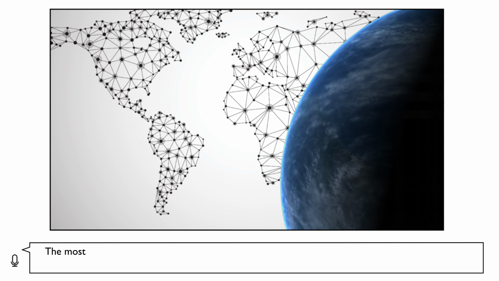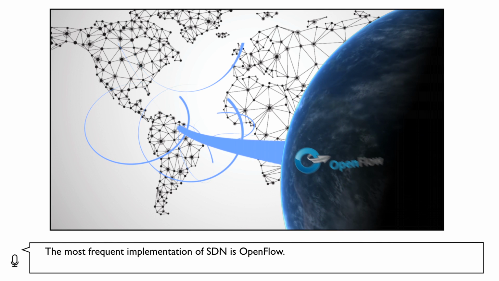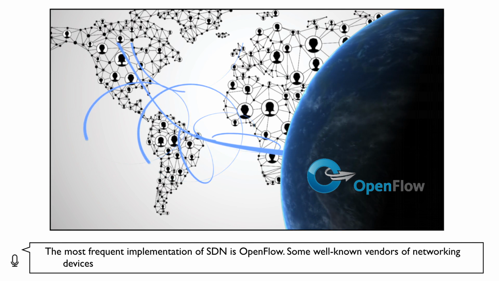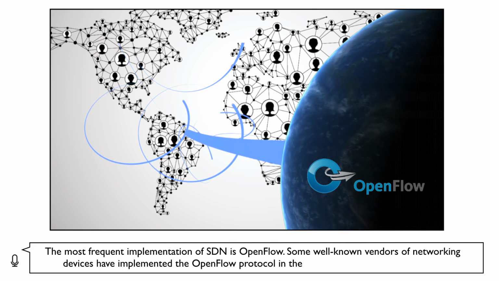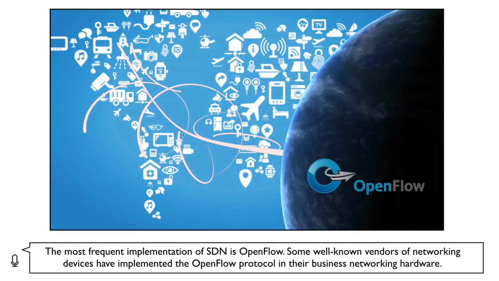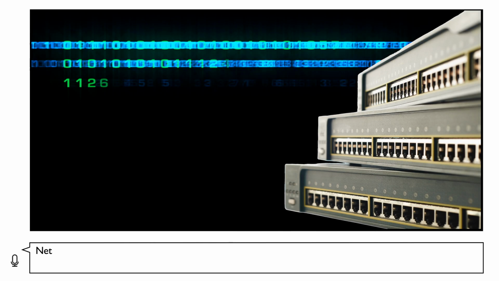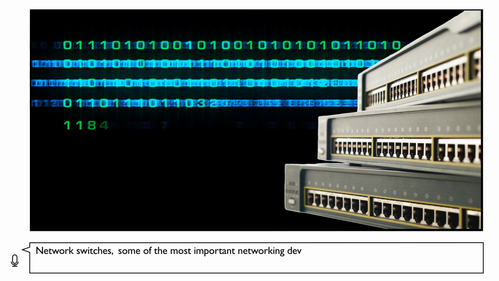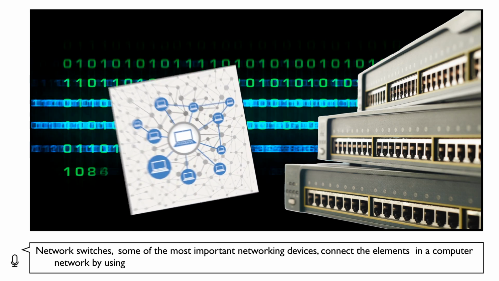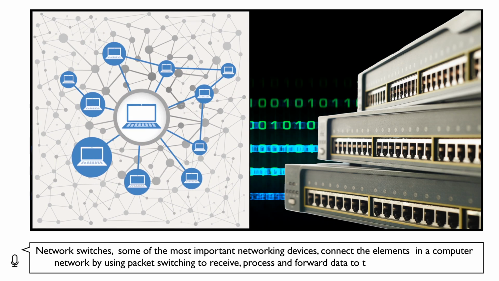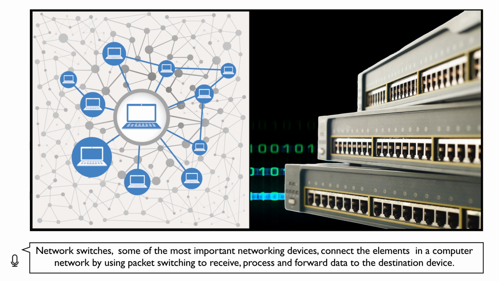The most frequent implementation of SDN is OpenFlow. Some well-known vendors of networking services have implemented the OpenFlow protocol in their business networking hardware. Network switches, some of the most important networking devices, connect the elements in a computer network by using packet switching to receive, process, and forward data to the destination device.